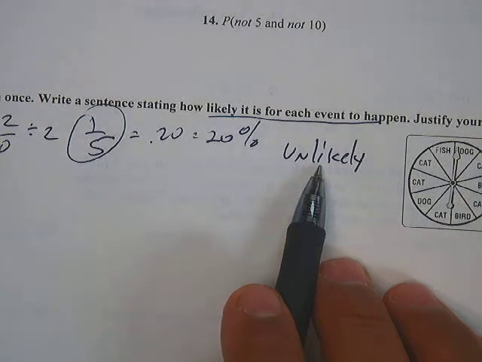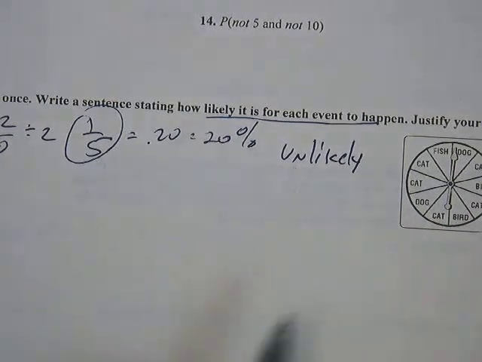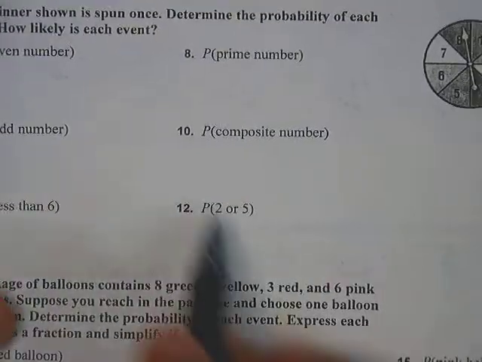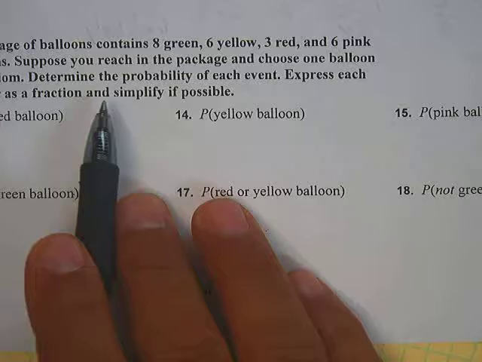So you have two answers. You have a fraction, and you have a sentence, a phrase, or a word, like here, unlikely. So you need two answers for this one.